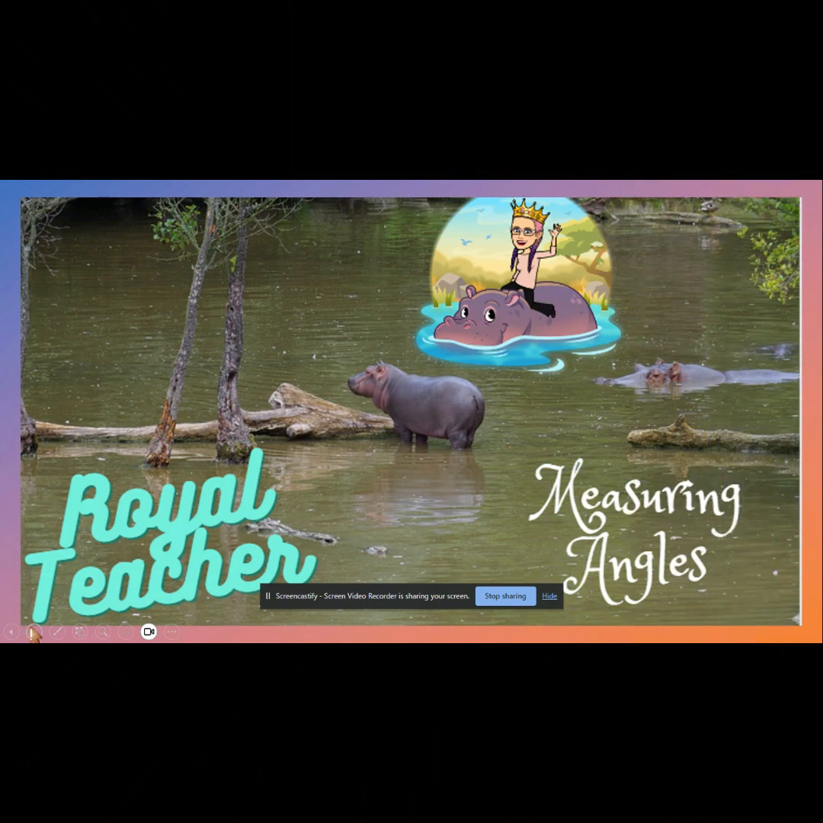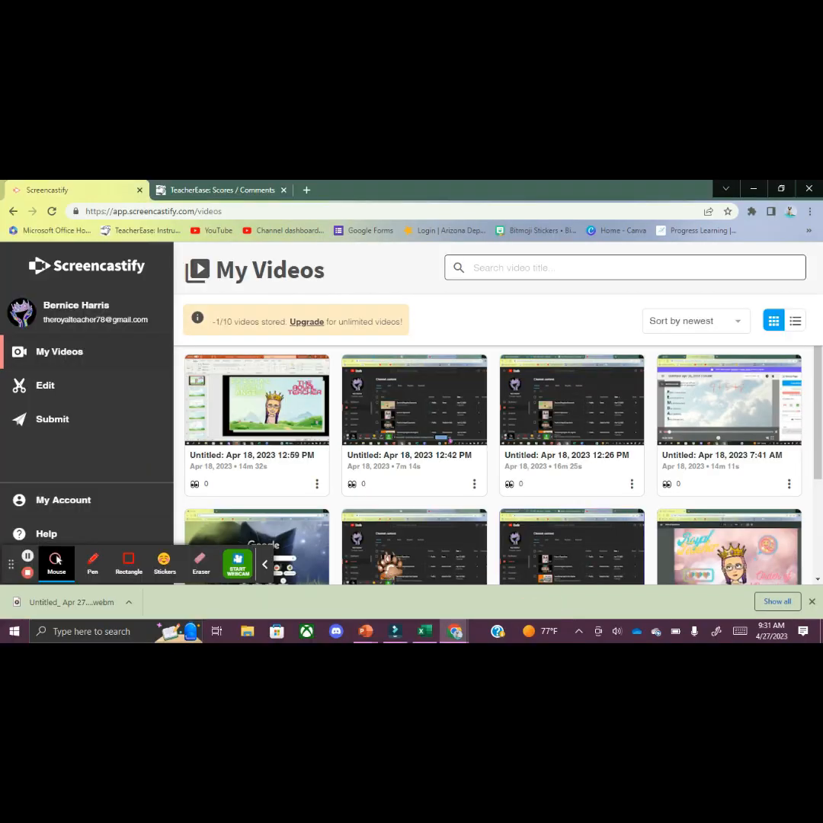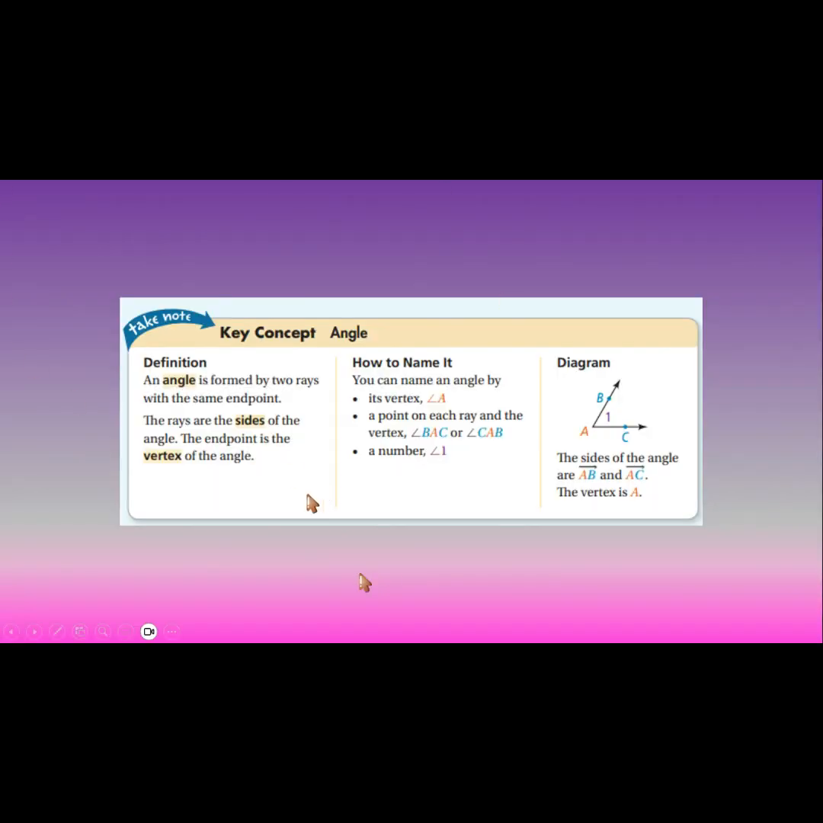Right, so today we're talking about measuring angles. Very simple. Should just be a review of what you've been doing since elementary school.